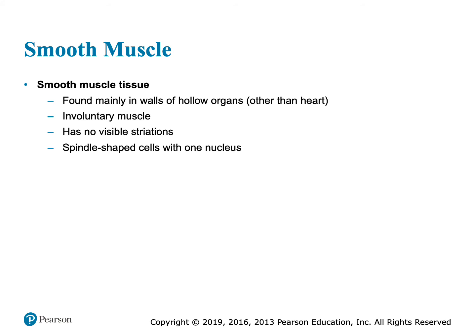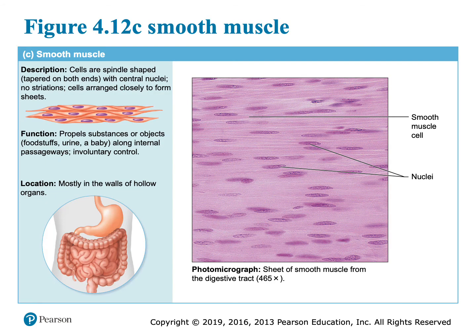Smooth muscle doesn't have stripes. It has 1 nucleus, and it's very odd looking. It looks kind of like a football. Well, not in this picture, but this is stretched out smooth muscle. When it's relaxed, it looks a little bit more footballish, kind of like this picture up here.